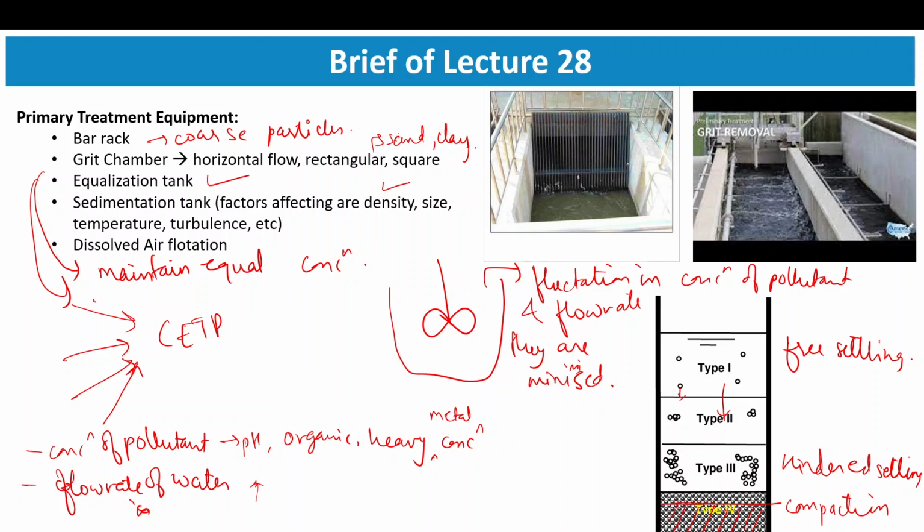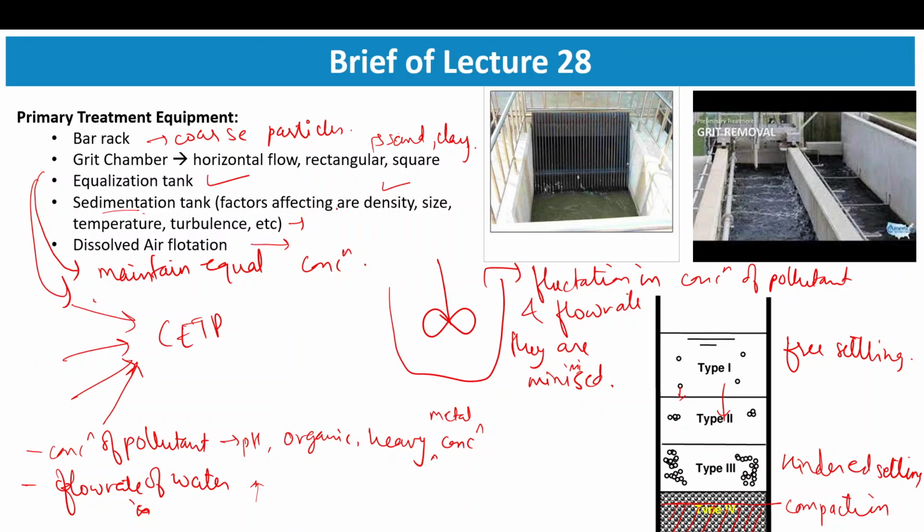So depending on the type and the concentration of these types of particles, you need to design the sedimentation tank. Now, there are various types of sedimentation tanks, like hopper type, circular tanks, rectangular tanks. They have been discussed in the class. I'm not going into detail.